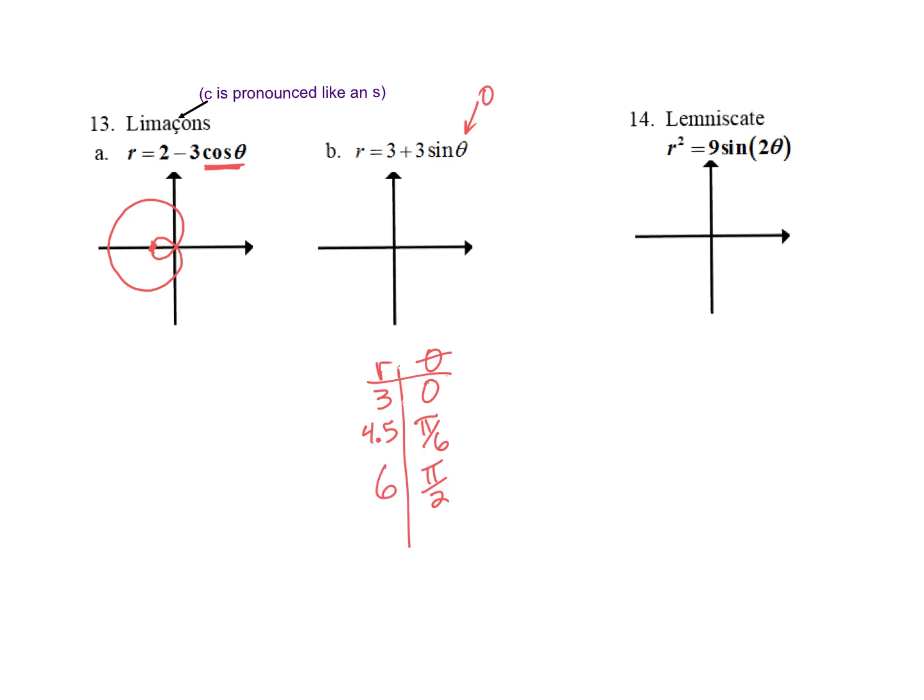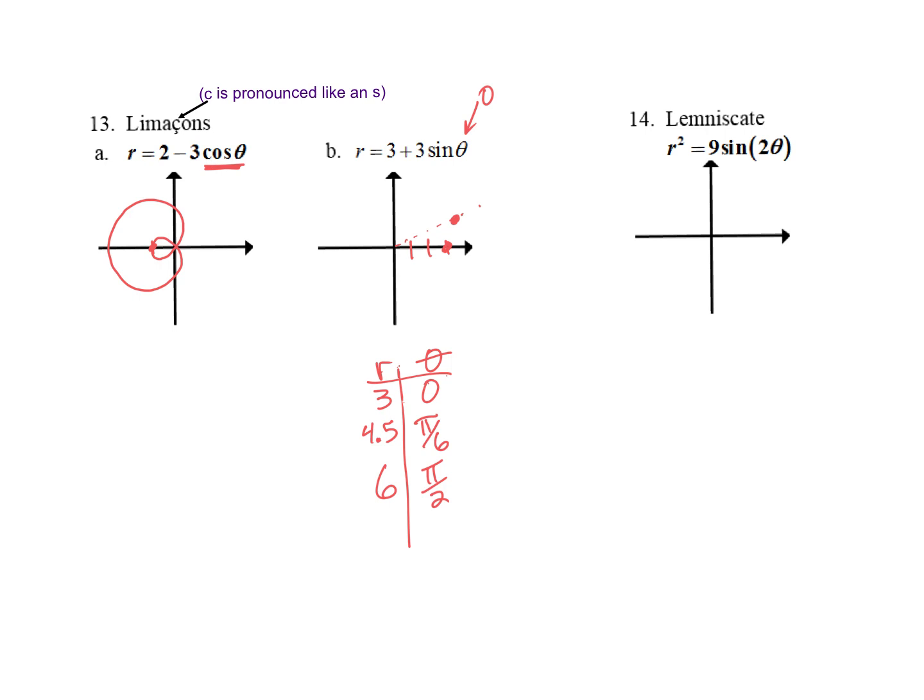So we started at 0, 3. So that's over here. The angle of 0, the radius of 3. And then we go up to the angle of pi sixth, and we do 4.5. So it's probably somewhere up here, like that. I'm just kind of guessing. Might be a little bit more out. And then at pi halves, we're up to 6.